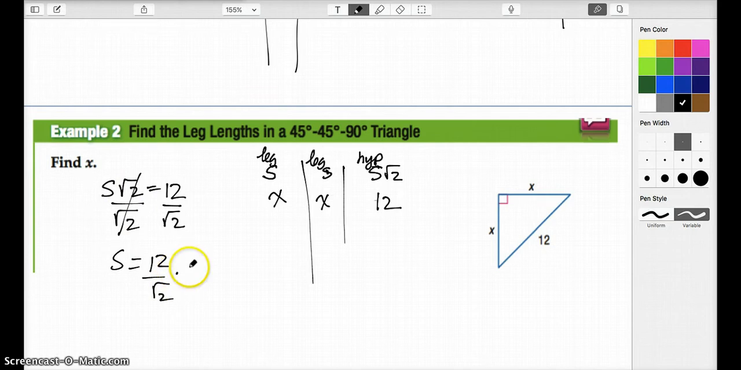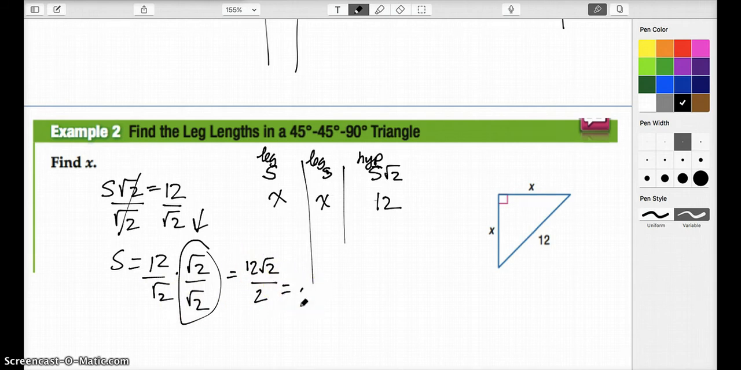You probably remember us dealing with rationalizing the denominator, multiplying by the special, tailored one. And when I do that, 12 times root 2 is 12 root 2, and root 2 times root 2, sorry, is 2. Divide that, I get 6 root 2. Are you guys with me?